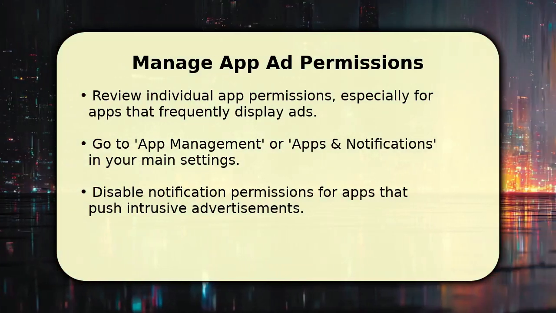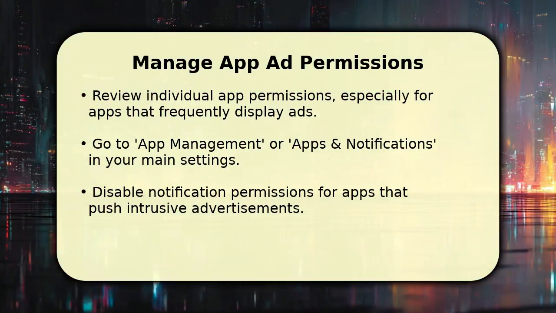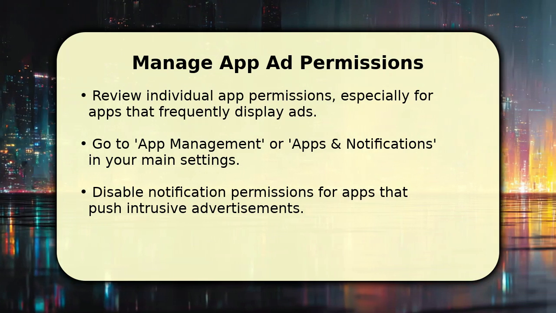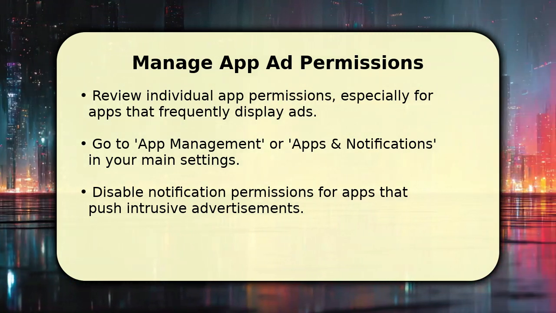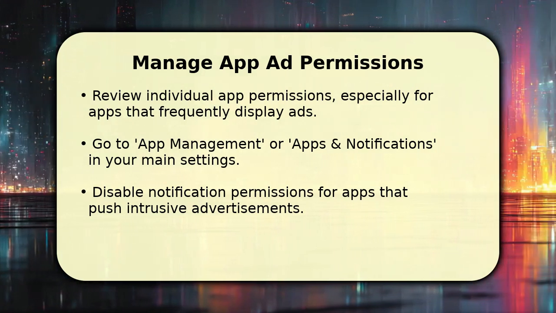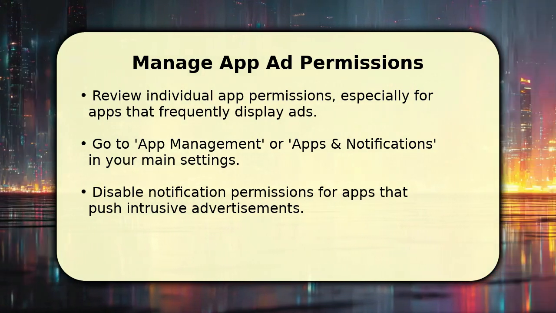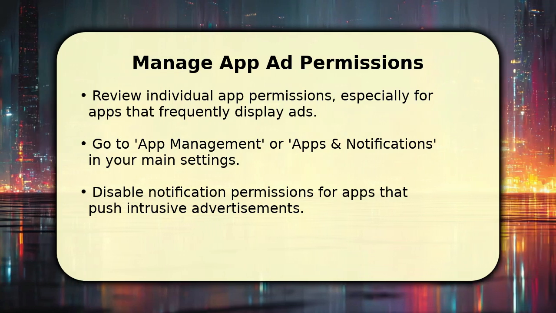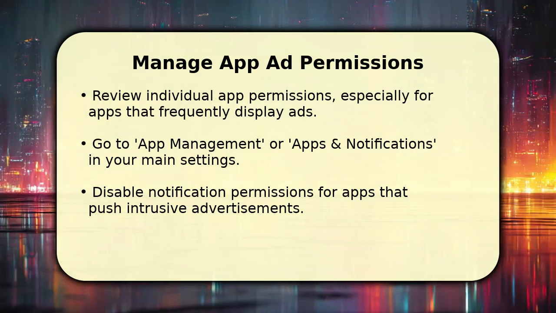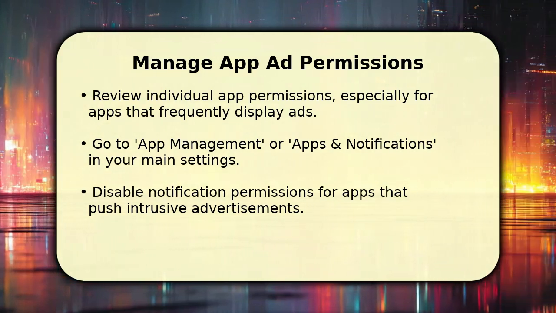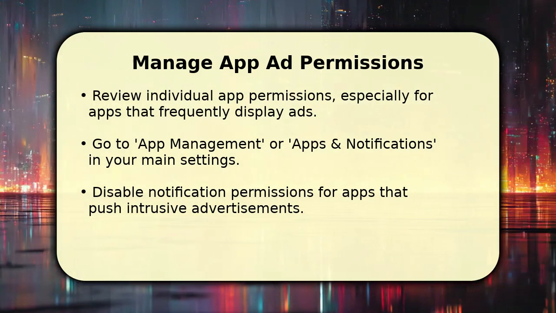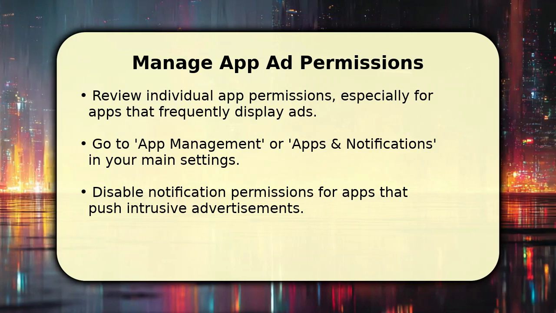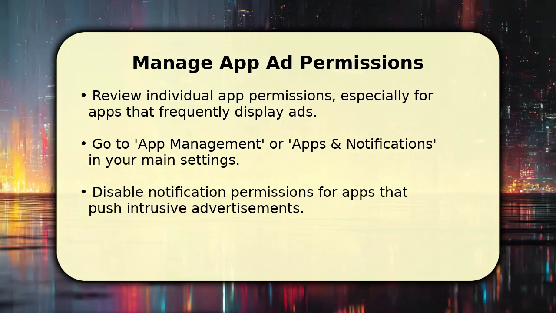Next, let's tackle app-specific ad sources. Go back to your main settings and find App Management or Apps and Notifications. Here, you can review each application individually, particularly those known for pushing unwanted content. Tap on a suspicious app, then go into its Permissions or Notification settings. Disabling notification permissions for ad-heavy apps will prevent them from interrupting your day with unwelcome messages or pop-ups.